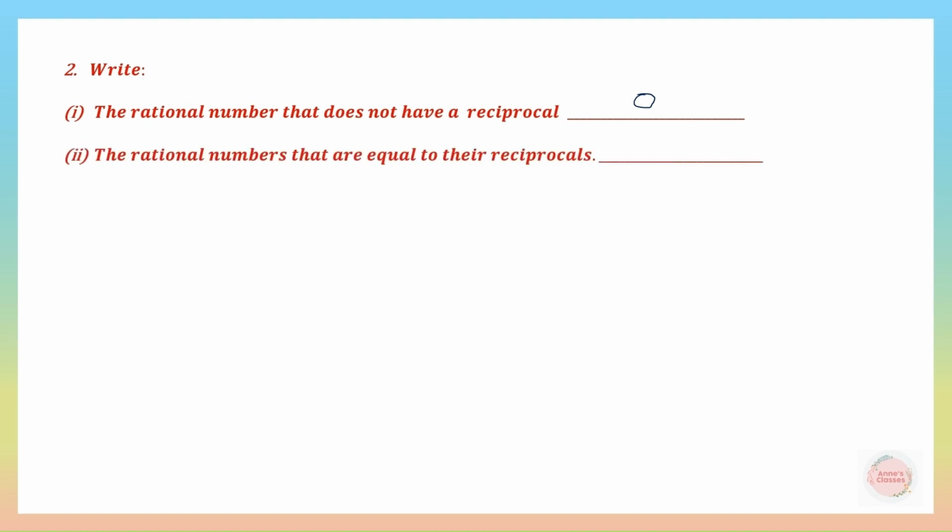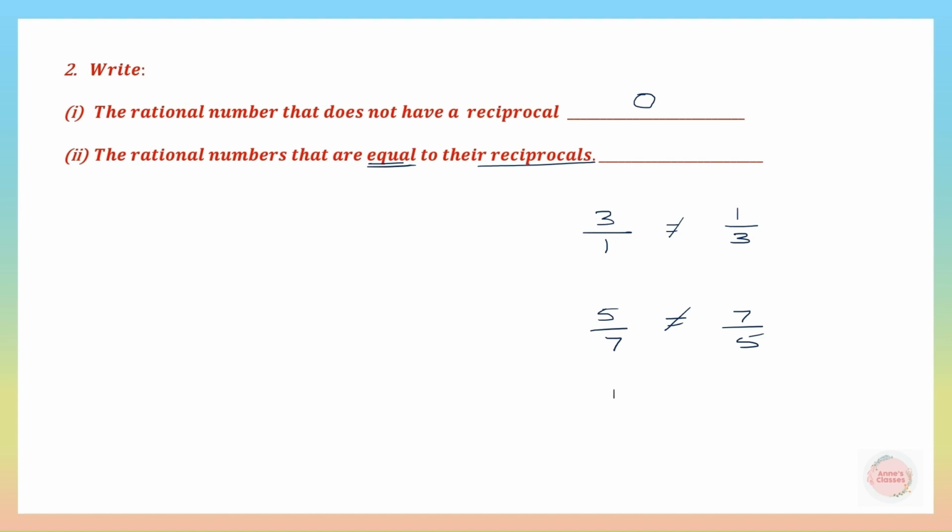Question 2. We have to write the rational numbers that are equal to their reciprocals. Which are the rational numbers that are equal to their reciprocals? Suppose I take a rational number 3. So this becomes 3 by 1. What is the reciprocal? 1 by 3. So they are not equal, isn't it? Now if I take 5 by 7, what is the reciprocal of this? 7 by 5. They are not equal. So which one will have their numbers equal, their reciprocals equal?